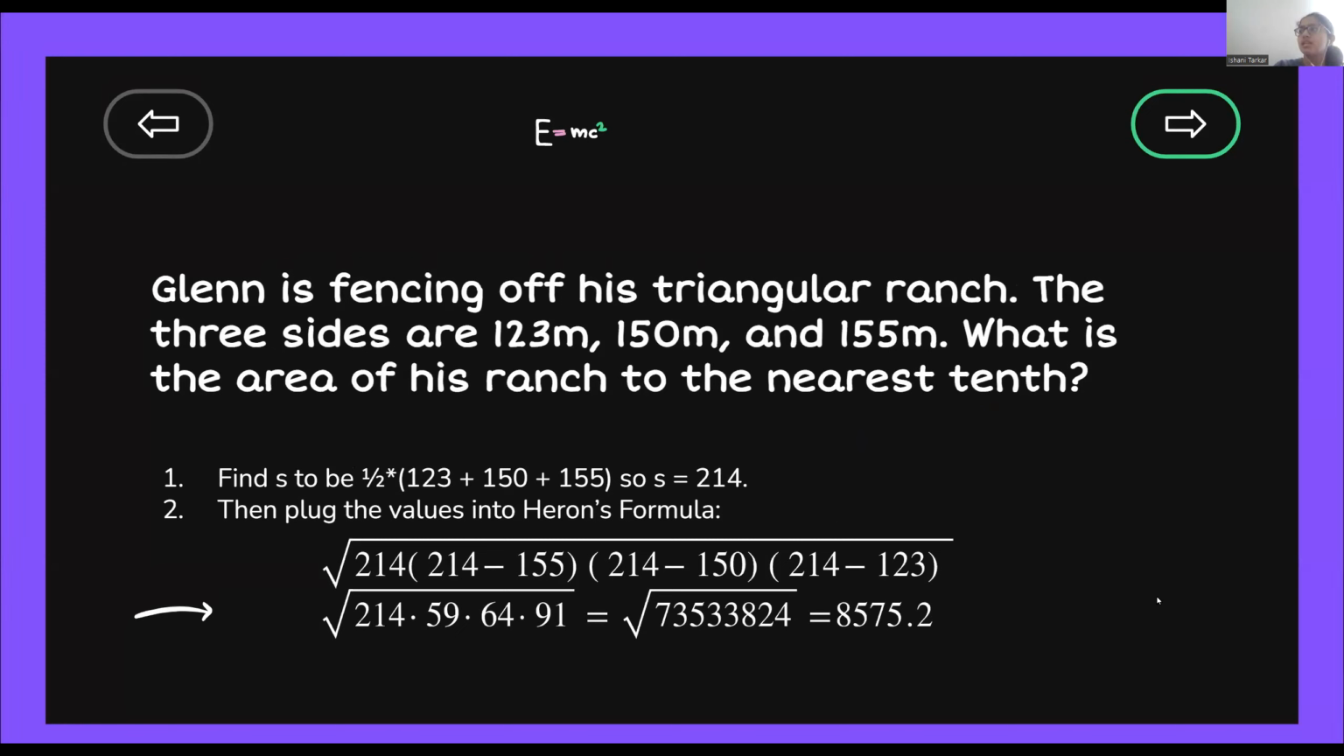And remember, it says in the question, it says nearest tenth. So 8,575.18 would not be the answer. That's fine.